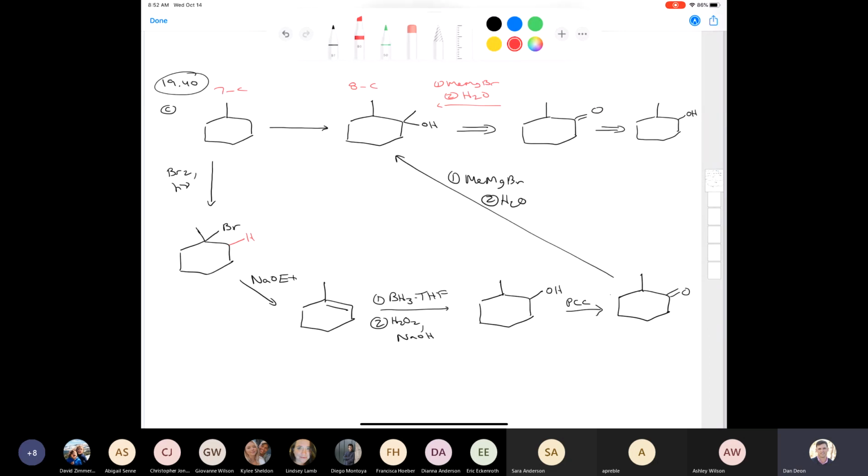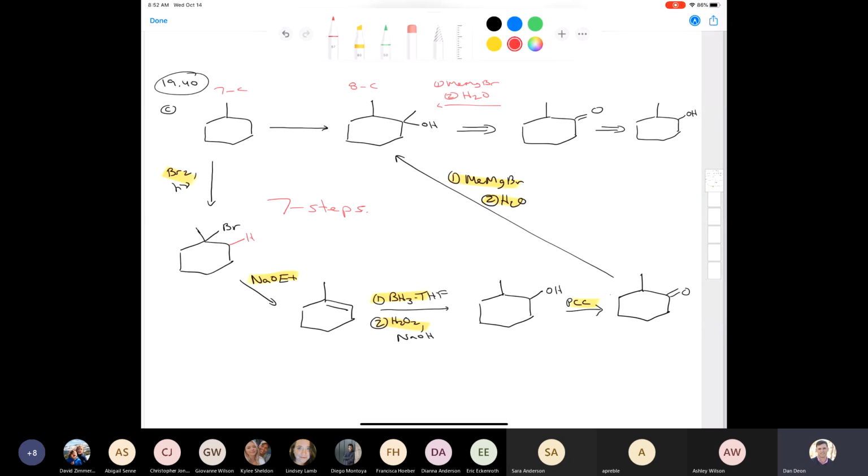So how many steps is this sequence? Step 1, bromination. Step 2, an elimination. Step 3 and 4, hydroboration oxidation. Step 5, oxidation. Step 6, Grignard. Step 7, the aqueous workup of Grignard. So this is a 7-step synthesis. 7 steps.